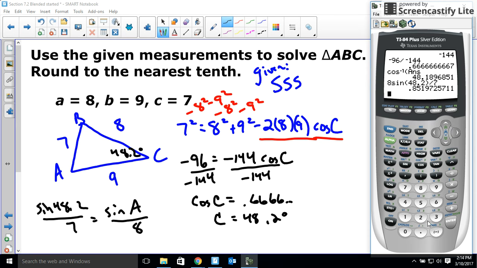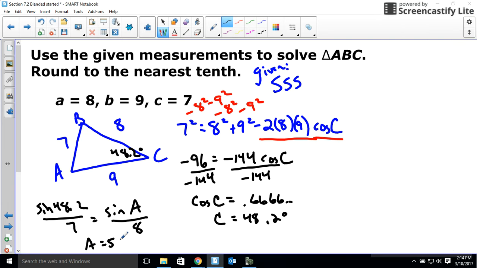And that will give me 0.8519, but I'm going to take the inverse sine of that, because remember, now I'm using the law of sines here. I'll take the inverse sine of that answer, and I get 58.4 degrees. So angle A is 58.4 degrees. Okay, so far I've said that angle C is 48.2 degrees. I said that angle A is 58.4 degrees.